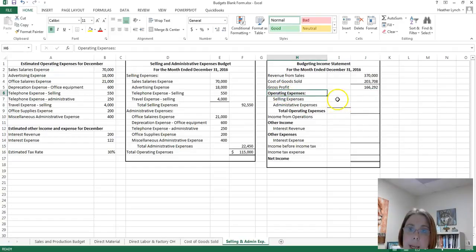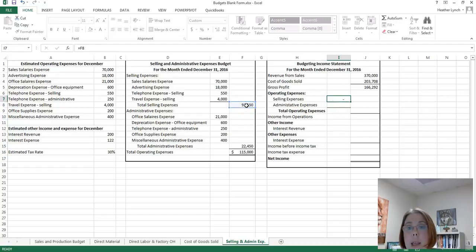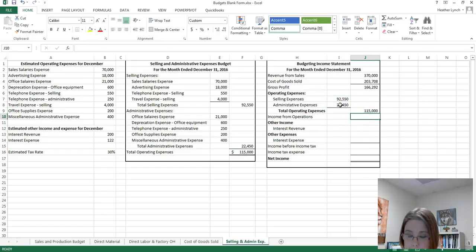Now we're looking at operating expenses. Selling, we just completed that. And your selling and administrative expenses. Administrative, we figured that amount. So hopefully, if we did this right twice, we get the $115,000. Your income from operations. Remember, that is your revenues minus your expenses. So the $166,292 minus your $115,000, that gives you income from operations.